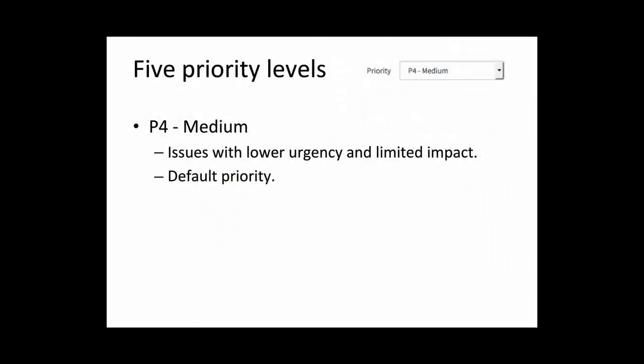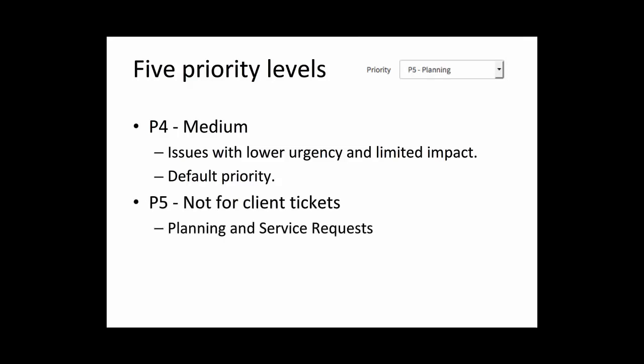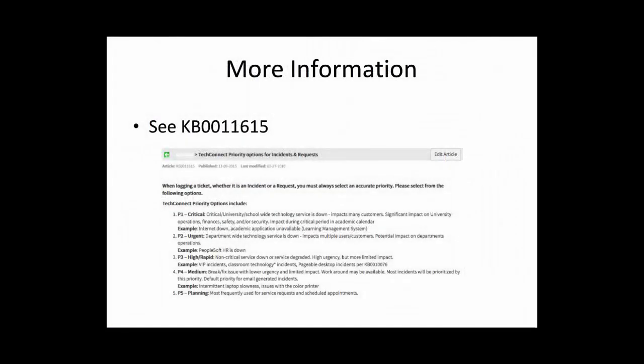P4 is medium priority. This is generally issues with lower urgency or limited impact. Again, this is the default priority when creating a ticket. The priority level P5 is not for client tickets. This is for planning and service requests. For more information on priority types, you may want to review the knowledge article KB00-11615.